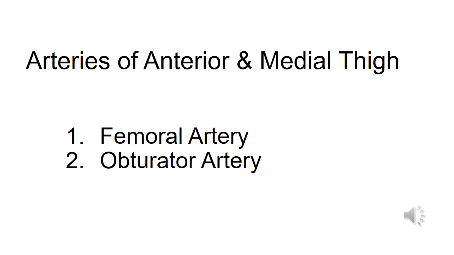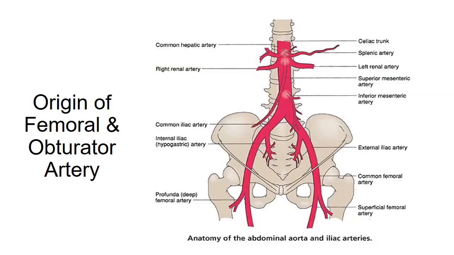The main artery supplying the anterior thigh is the femoral artery, whereas the blood supply to the medial compartment of the thigh is by the obturator artery. Before starting our discussion on these arteries, I will give you a brief introduction about the origin of these arteries. Let's have a look at this diagram.